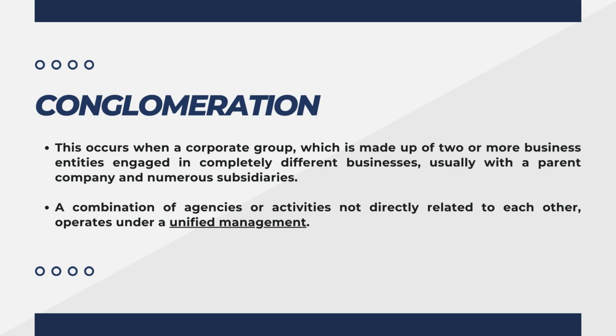So, conglomeration happens when a big company owns or controls several smaller companies that do completely different things. They might be in different industries, offer different products and services, but they all belong to the big company. Yung big company ay tinatawag na parent company while yung smaller companies naman, ito yung tinatawag natin na subsidiaries.